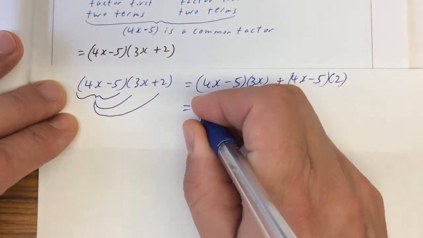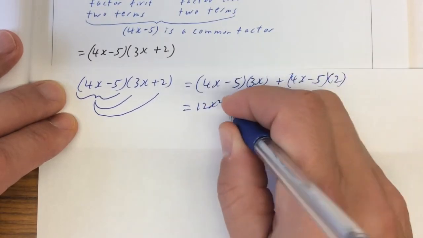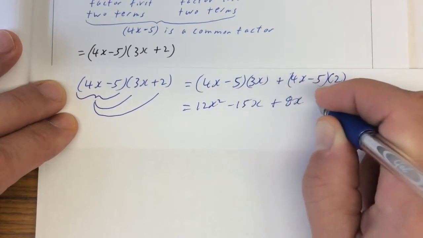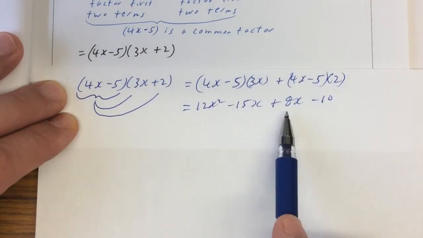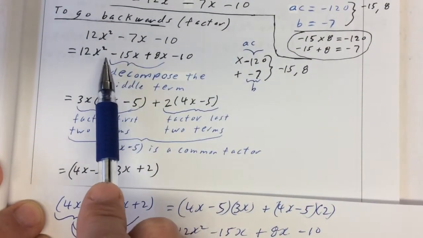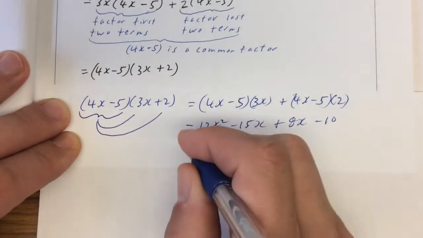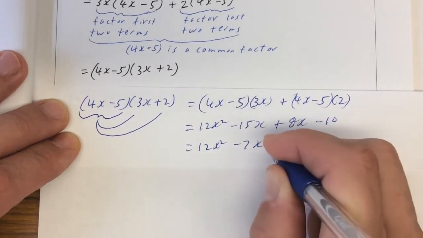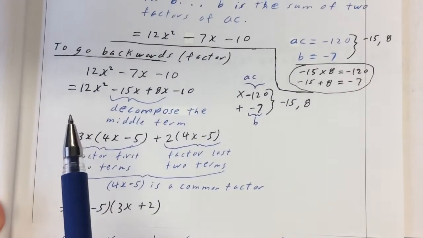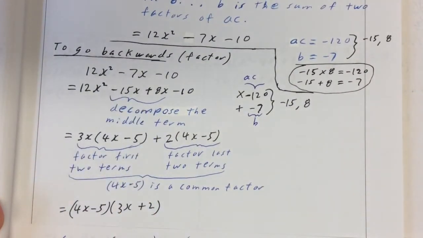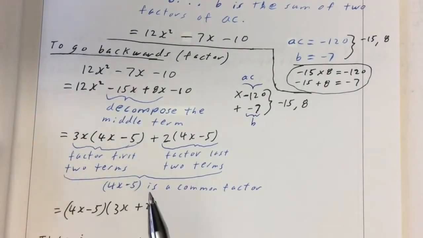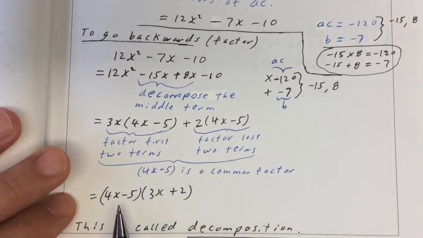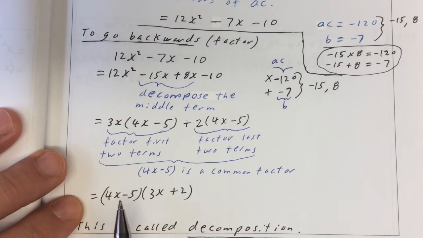Now we expand this, and you get 12x squared minus 15x plus 8x minus 10. Well, that just looks like this part here. And then you simplify, just 12x squared minus 7x minus 10, which is what you'd started with to factor. Okay? So this decomposition method is really just backwards of how you would multiply it out if you went right back to the basics. Okay, if you didn't know FOIL and you just knew the distributive law.